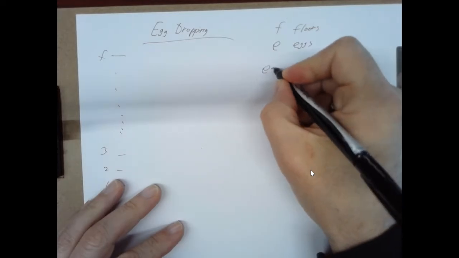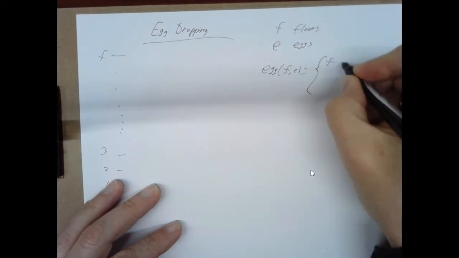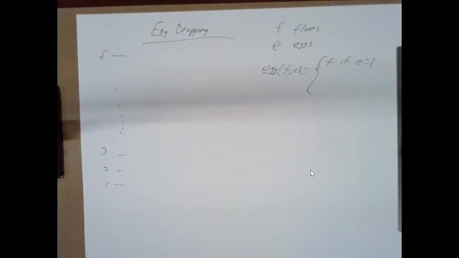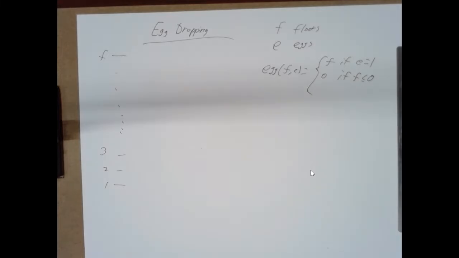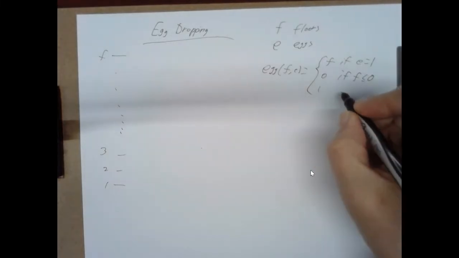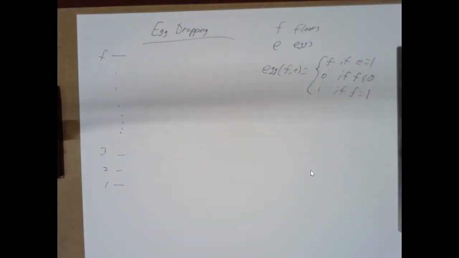So let's make a function egg. And this is going to be equal to F if your number of eggs is equal to 1. It's equal to 0 if your number of floors is 0 or somehow negative. Yeah, basement floor. That underground building. And if you have only 1 floor, it's going to take you exactly 1 experiment, no matter how many eggs you have.